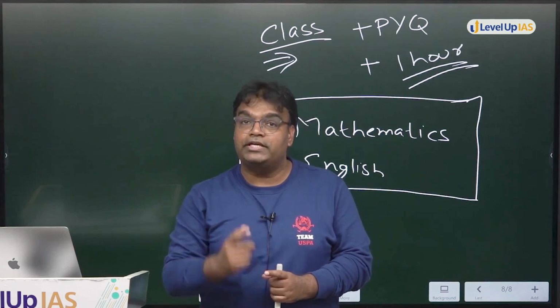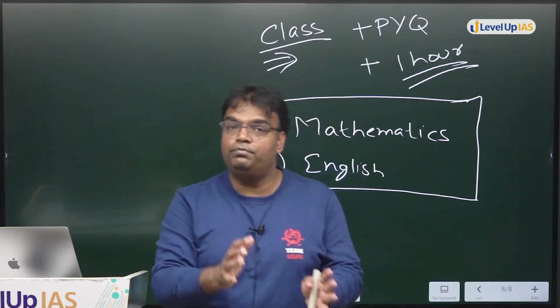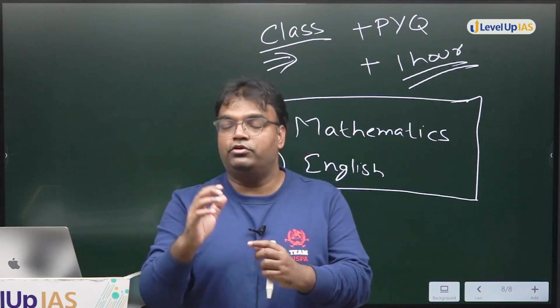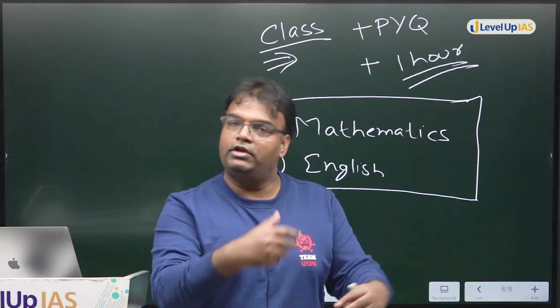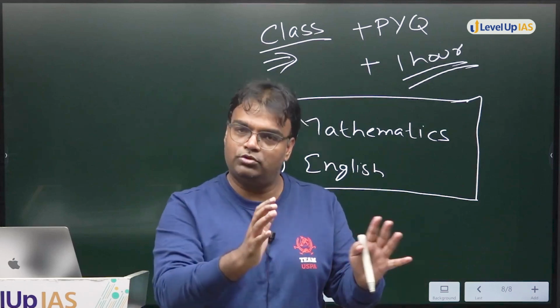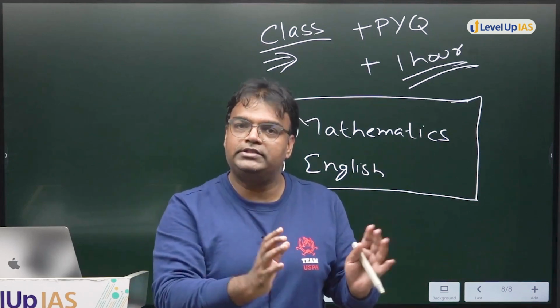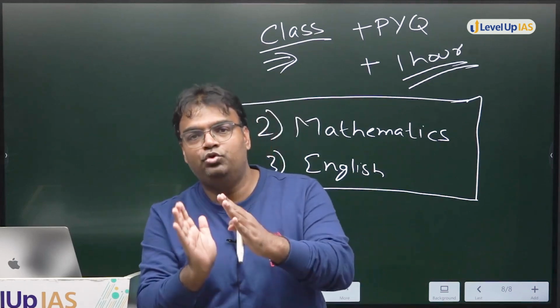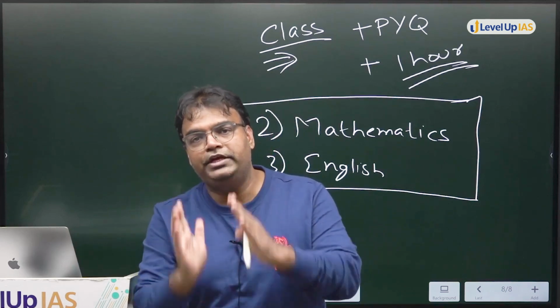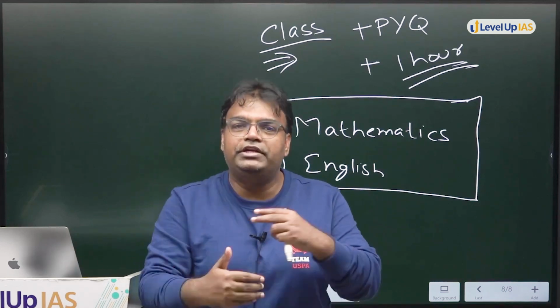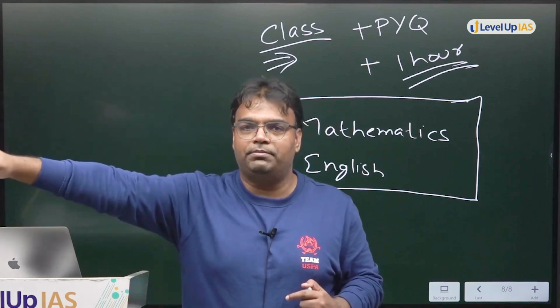So the second category of students are those who are weak in comprehension and mathematics, whose scores are 40-50 marks. They are weak in comprehension also, reasoning also, mathematics also. They should attend one class, do all the PYQs, and do what? Do 1 hour of mathematics or 1 hour of comprehension every day, so that it becomes very natural to them by the time of examination.